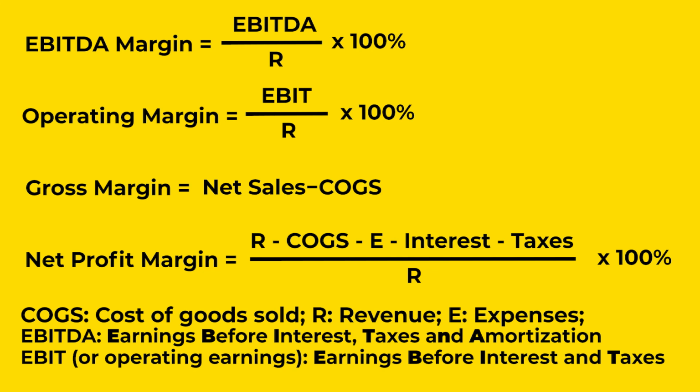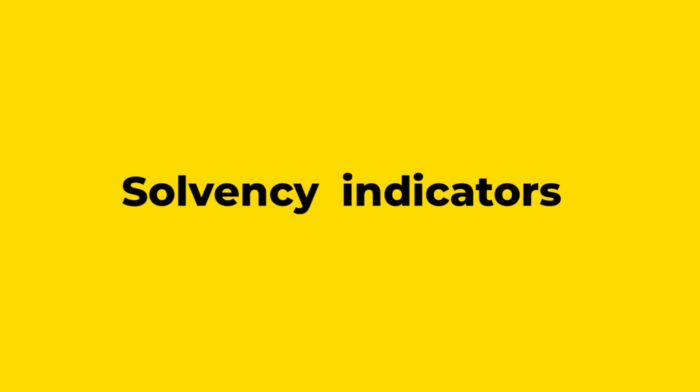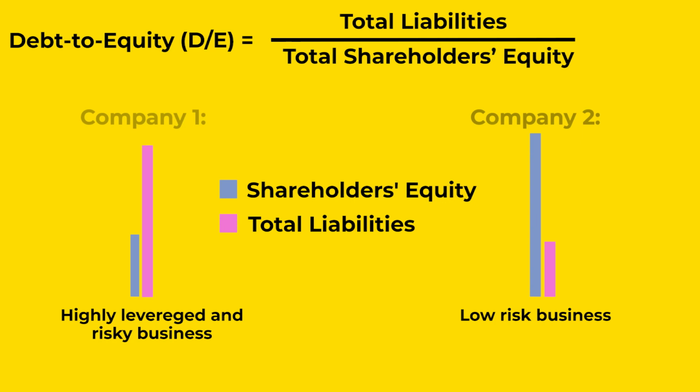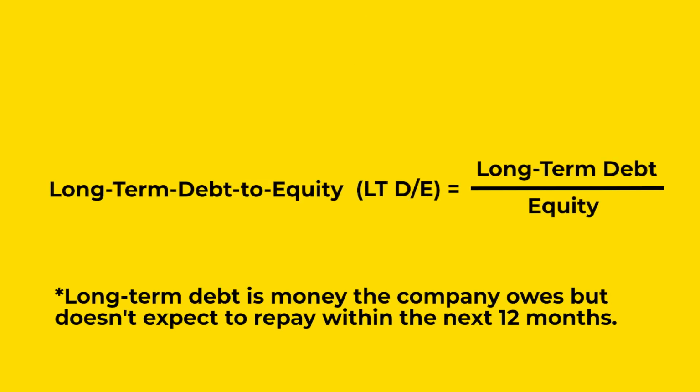The next indicators are solvency indicators that represent the risks. The first is DE or debt to equity ratio. Total liabilities divided by total shareholders' equity. The higher this ratio, the higher a company's financial leverage and the higher risks of the business. Total liabilities include both long-term and short-term debts that have different risks. This is why there is another indicator, long-term debt to equity.